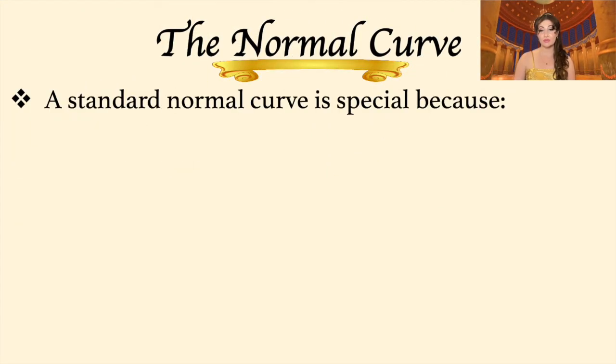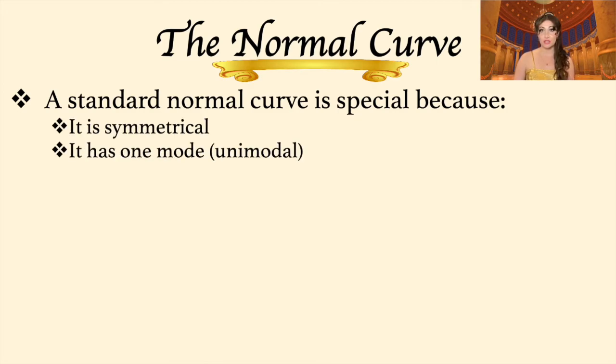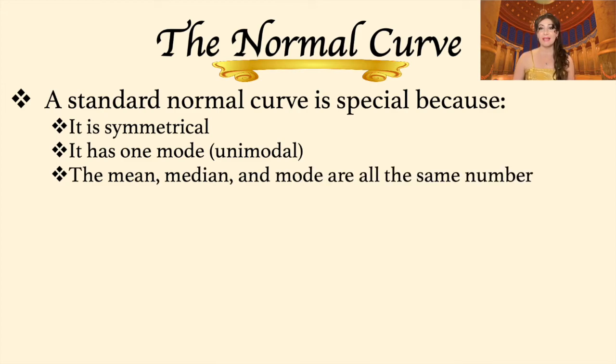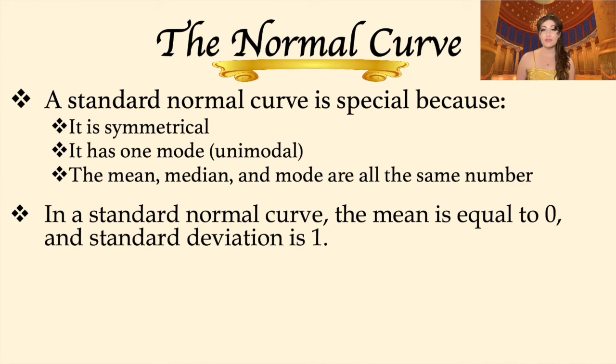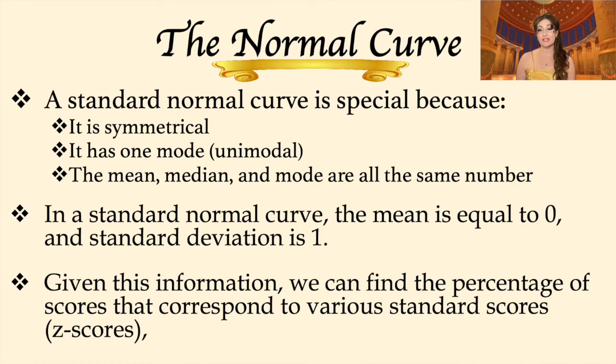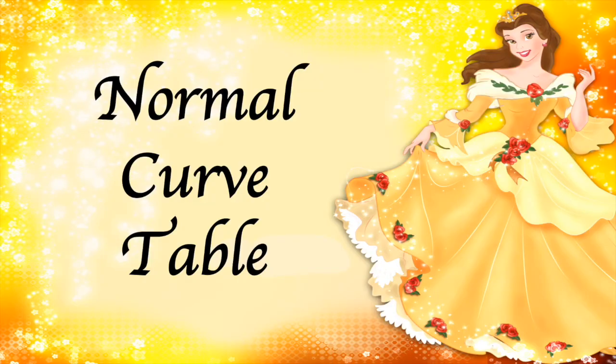So a standard normal curve is special because it is symmetrical. It has one mode, meaning it's unimodal, and the mean, median, and mode are all the same number. In a standard normal curve, we also know that the mean is equal to 0 in standard deviation units, and each standard deviation is equal to 1. Given this information, we can actually find the percentages of scores that correspond to various standard scores or z-scores. And in order to be able to do that, we have to learn how to use the normal curve table. So let's take a look at what that is.